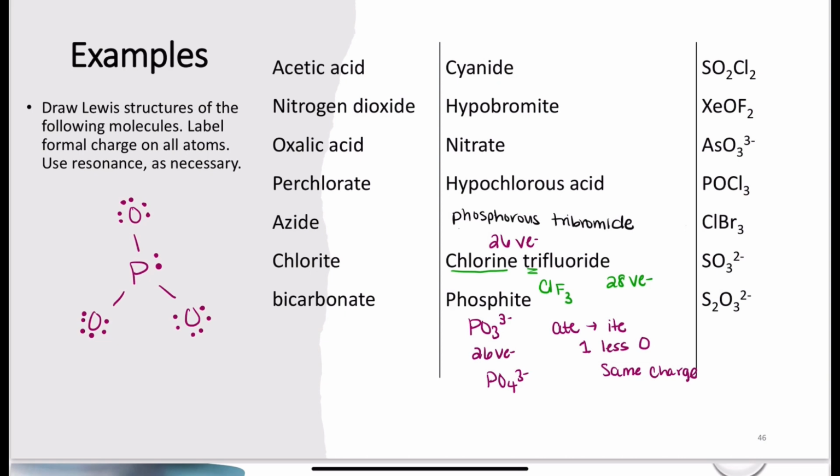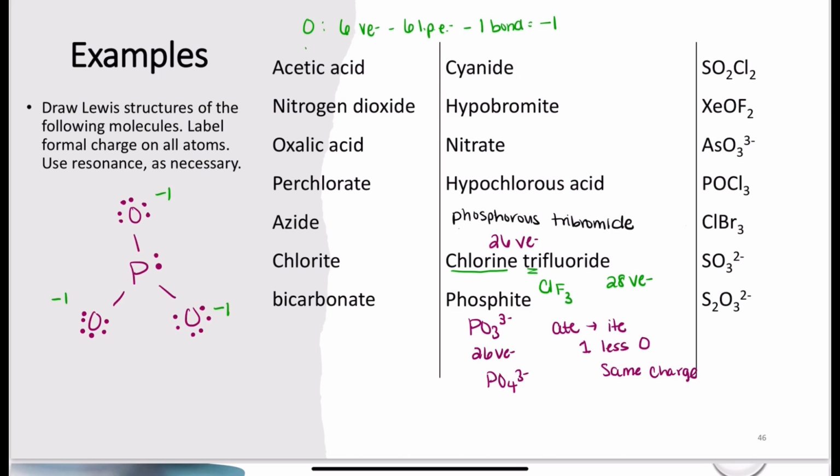I'm going to check the formal charge. You're going to find very quickly that when oxygen has those 6 valence electrons, 6 lone pair electrons and 1 bond, I get a -1 charge.